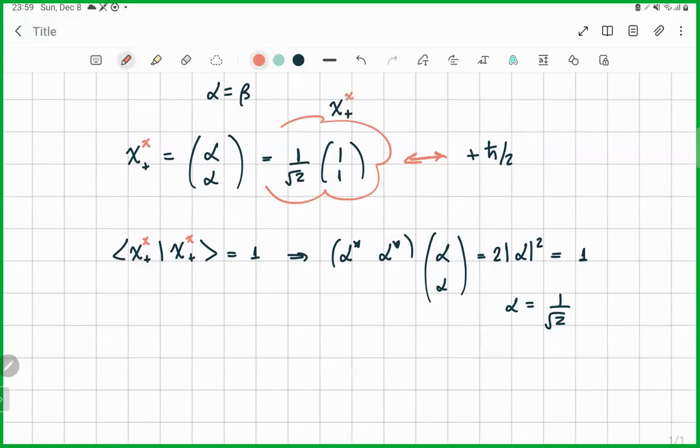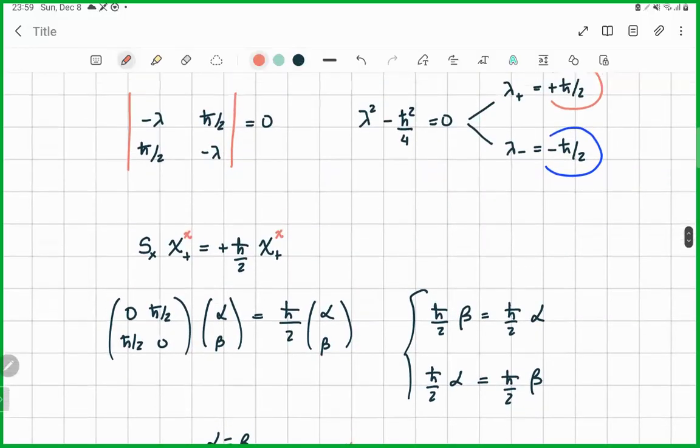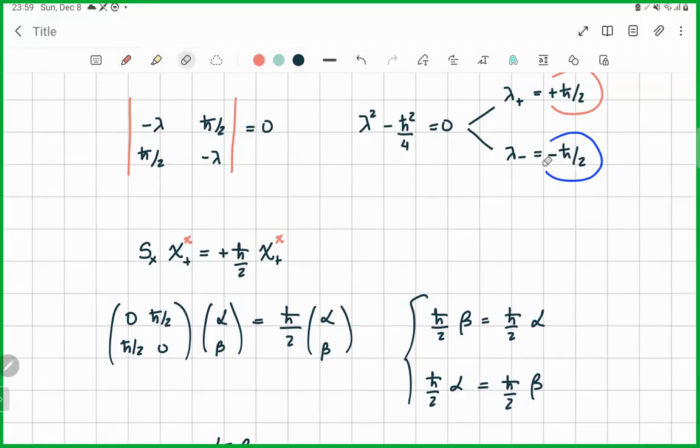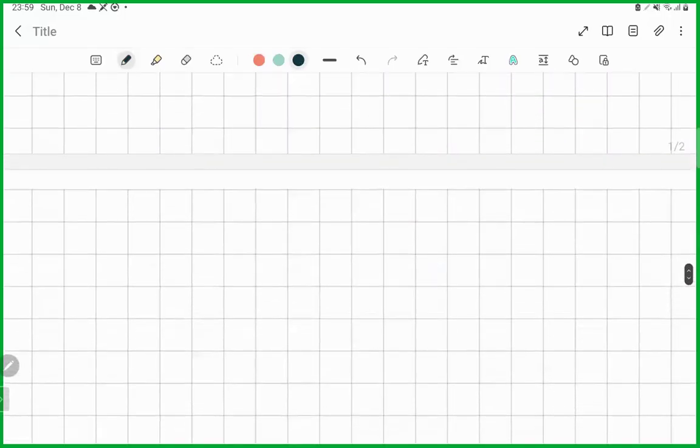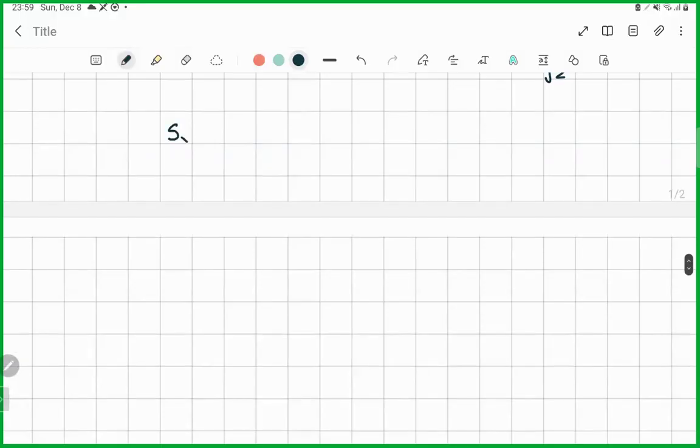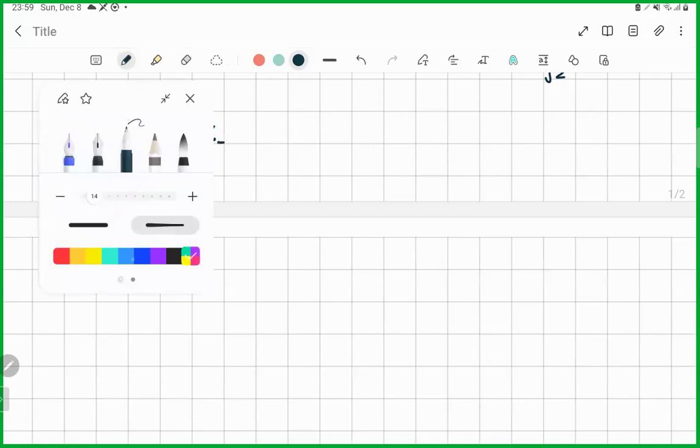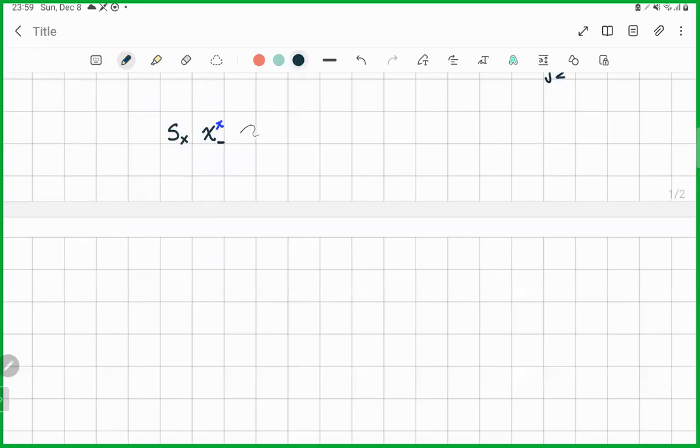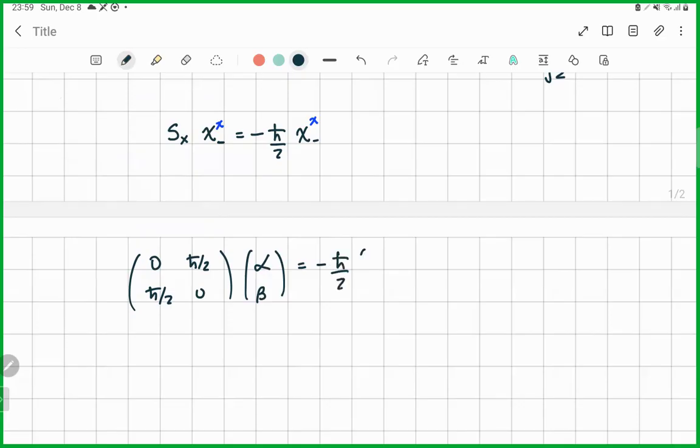All right, so now let's go for the other one. For the other one, we want to obtain the vector associated with this eigenvalue minus, not the negative one. So again, the same story. We are going to go Sx acting on this vector that we don't know yet, the minus. So this vector here gives us minus h bar over 2. And so the procedure is going to be very similar to what we did before, right? The matrix is 0, h bar over 2, h bar over 2, 0. I don't know what the vector is. I'm going to call it alpha and beta. Minus h bar over 2, alpha and beta.